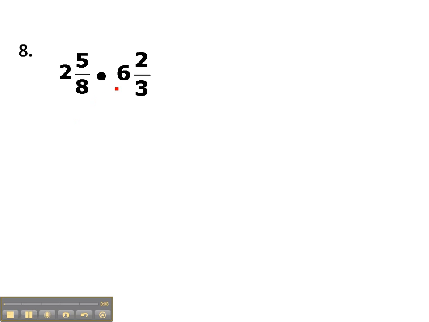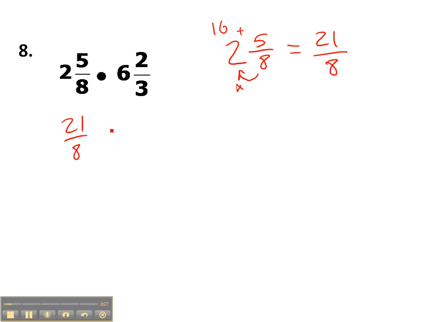Before we can multiply, we need to change these mixed numbers to improper fractions. 2 and 5/8: 8 times 2 is 16, plus 5 is 21/8. And 6 and 2/3: 3 times 6 is 18, plus 2 is 20/3.